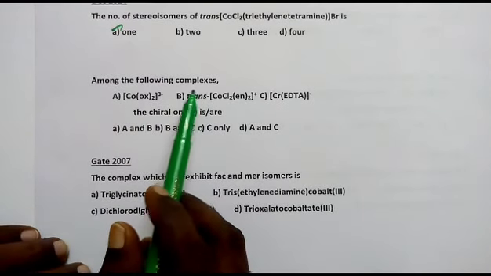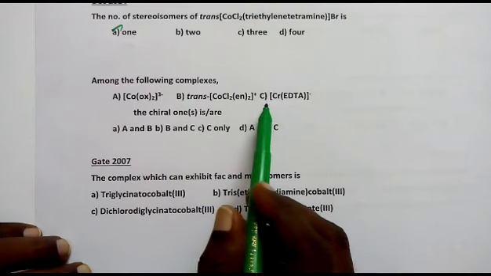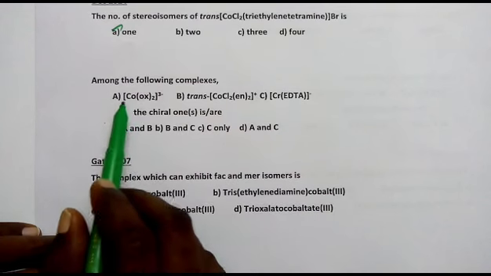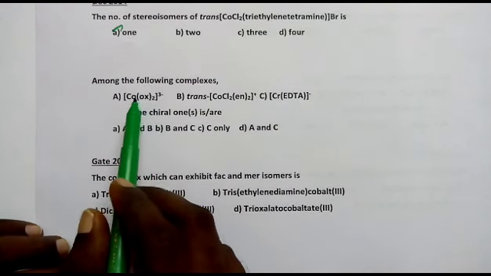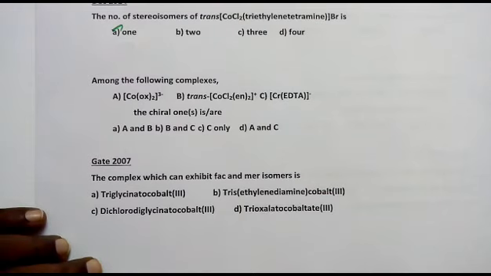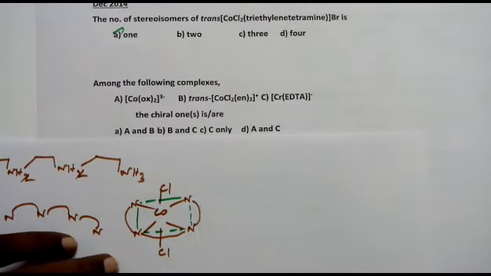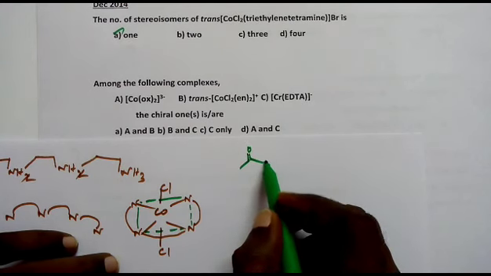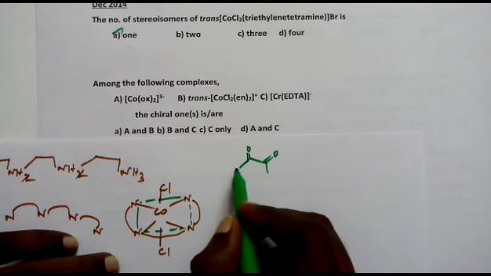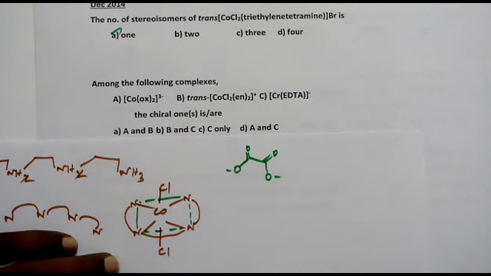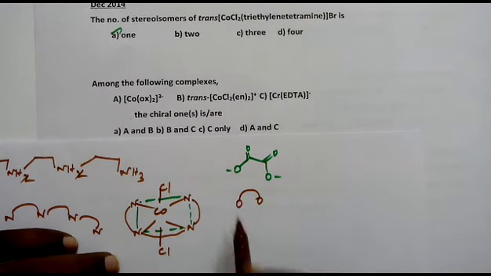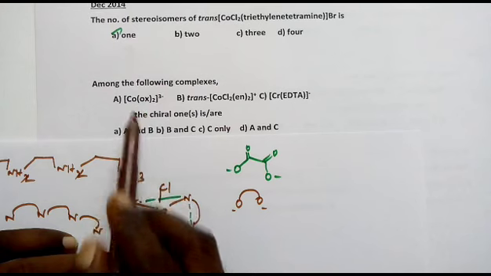Among the following complexes, there are 3 complexes given. Out of these 3, the chiral one is, look at this first complex. It is dioxalato cobalt 3 complex. Oxalate means it is a symmetrical bidentate ligand. This is oxalate. That means oxygen, oxygen. So it is a symmetrical bidentate ligand. So they have mentioned dioxalate cobalt.